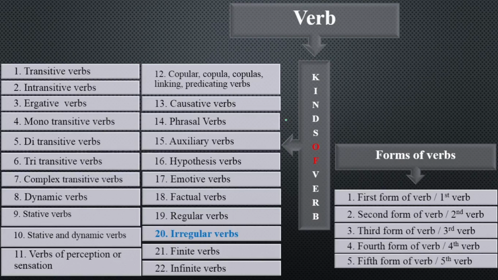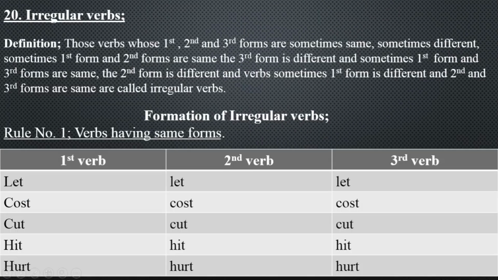We have already discussed the 19 kinds of verb and today we will discuss the 20th kind, irregular verbs. What are irregular verbs? Those verbs whose first, second and third forms are sometimes the same and sometimes different. First is different from the second, and the second is different from the third.